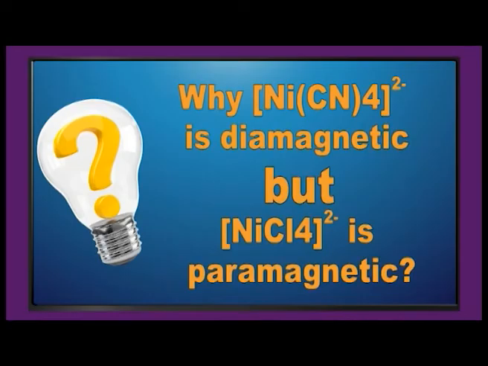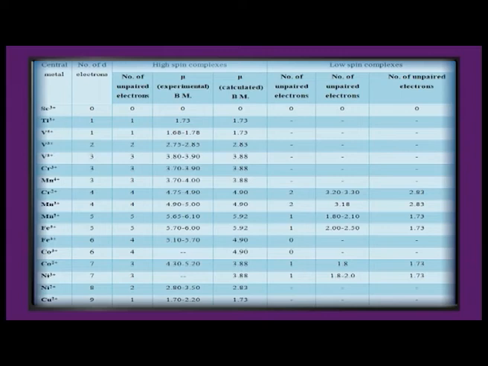One question needed to be solved through crystal field theory is why [NiCl4]2- is diamagnetic but [NiCl4]2- is paramagnetic. I leave this question for your exercise. Here is the table in which you can see the value of magnetic moment for high spin and low spin octahedral complexes due to the contribution of spin only magnetic moment.